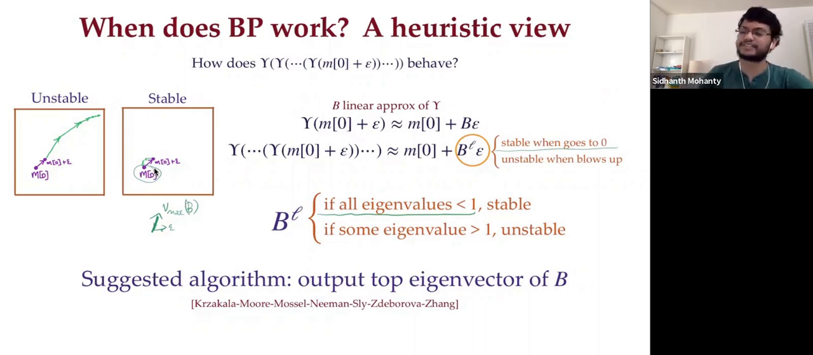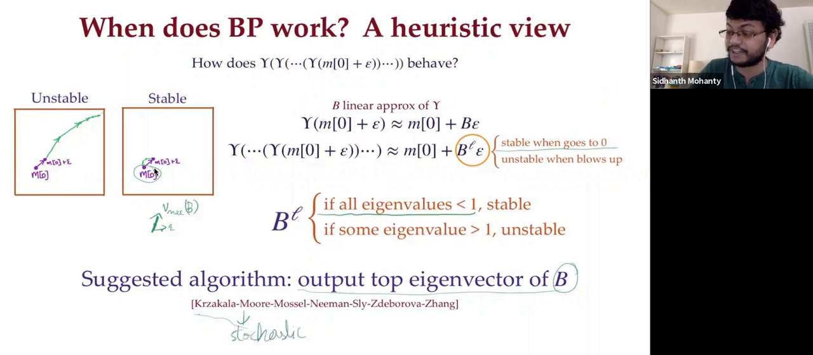Now, this suggests a natural algorithm: if you want to move in a direction which actually correlates with the hidden signal, I should compute what this matrix B is and output its top eigenvector. And I should say that this algorithm was proposed by Krzakala, Moore, Mossel, Neeman, Sly, Zdeborová, and Zhang in the context of the stochastic block model, or this community detection problem in the stochastic block model.